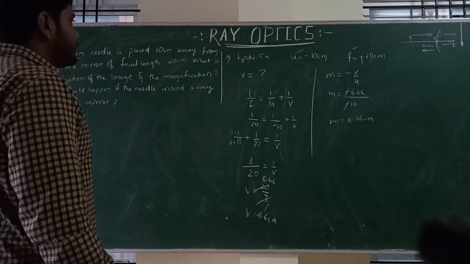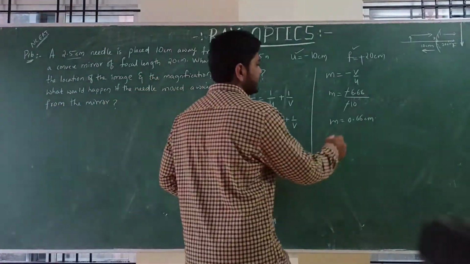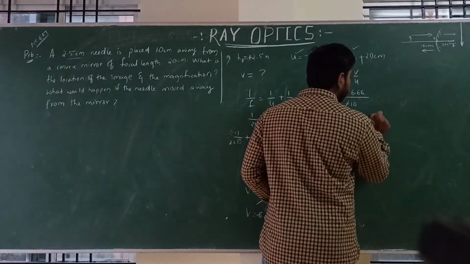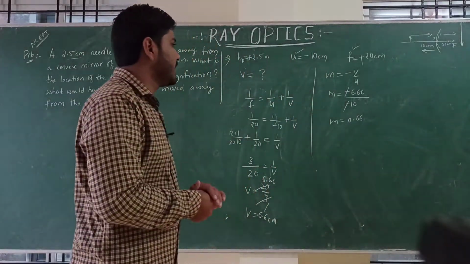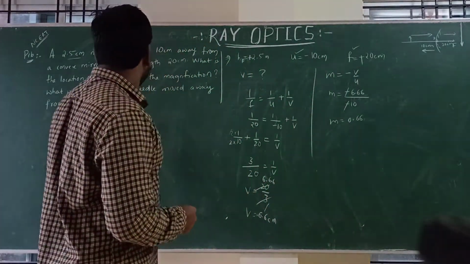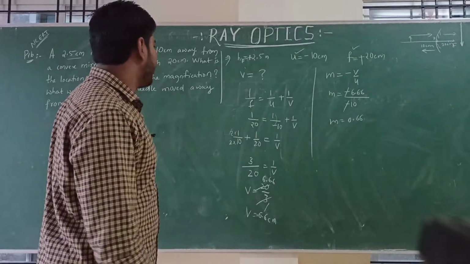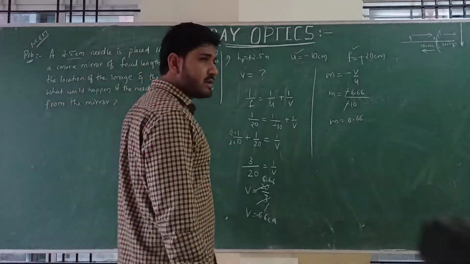M is equal to 0.66. Sorry, it doesn't have any unit. So m is equal to 0.66. Okay, now magnification is equal to 0.66. Now let's calculate the height of the image.